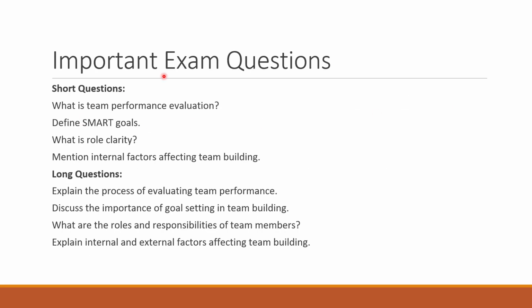Now, let's look at the important exam questions. These are the short questions that have been coming in the examinations in previous years. What is team performance evaluation? Define SMART goals. What is role clarity? And mention internal factors affecting team building. The long questions include: explain the process of evaluating team performance, discuss the importance of goal setting and team building, what are the roles and responsibilities of team members, and explain internal and external factors affecting team building.